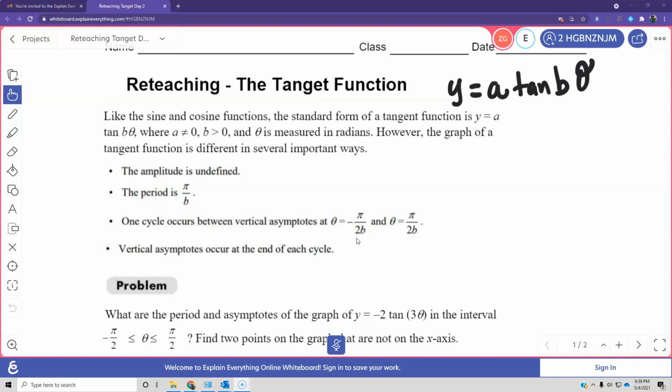To find the period, it's going to be pi over b, or 180 over b. And to find the vertical asymptotes, it's going to be pi over negative 2b, or pi over 2b. We're going to interchange between radians and degrees. Okay, so we're going to interchange between the two.